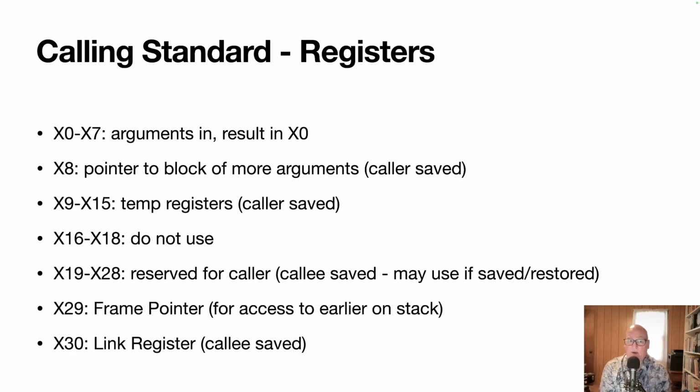X29 is the frame pointer, which gets us back on the stack. I think it's used basically because the stack will change size while you're doing things. I think it's used to give you a consistent starting point for the start of the current stack. We probably won't be needing it. And then X30, there's that link register, and the callee has to save it, which we were not doing yesterday.